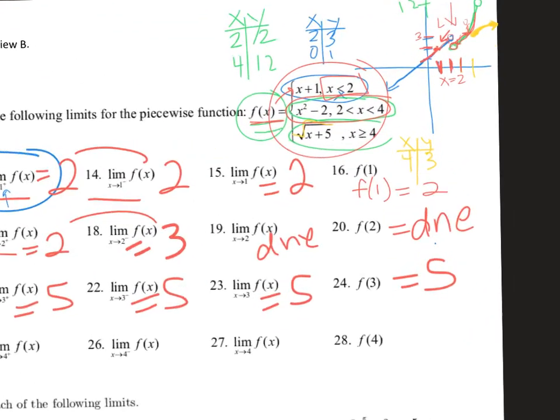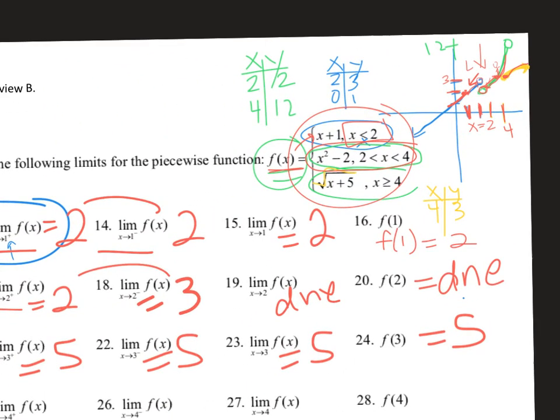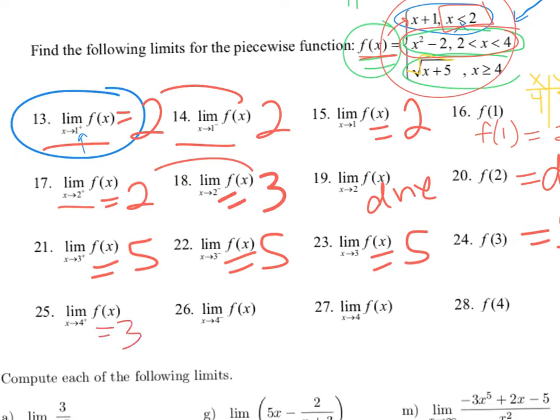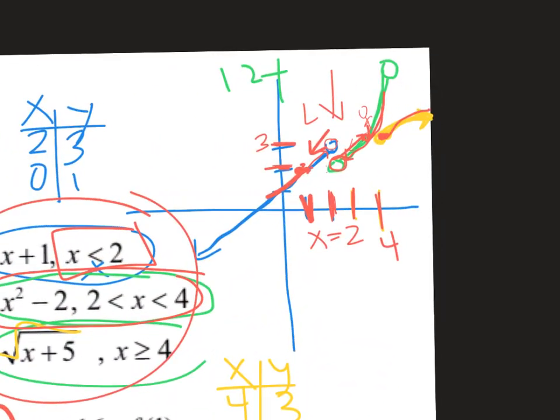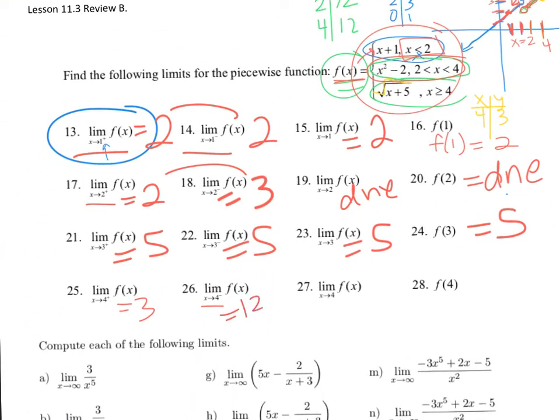All right, last one. x goes to 4 from the right. All right, so here's 4, x equals 4. From the right-hand side of 4, we are approaching a y value of 3. Okay, as we are approaching the left side, we are on the parabola. Approaching 4 from the left brings us all the way up here to 12. Now, it doesn't equal 12 there, okay, but the limit is 12. Now, these are not equal to each other, so the limit does not exist.